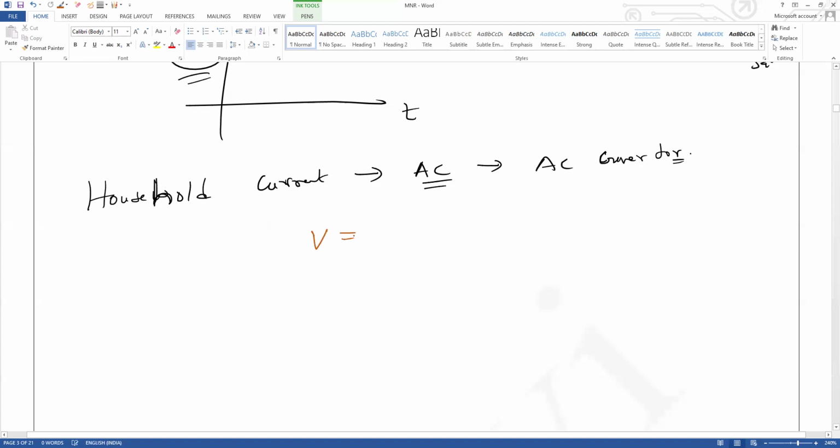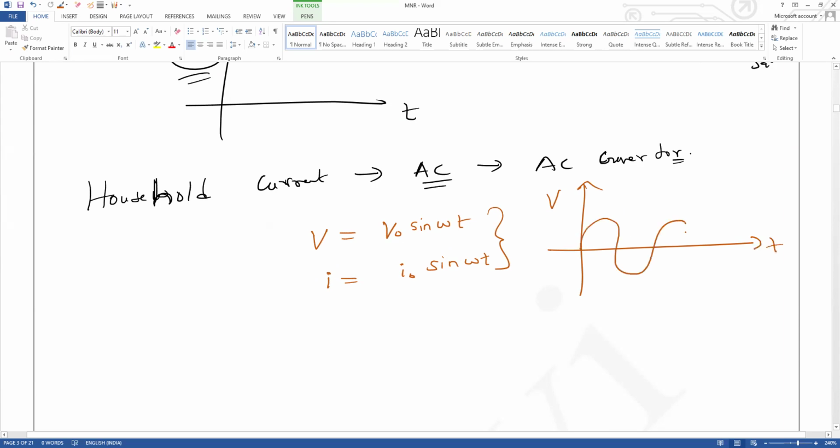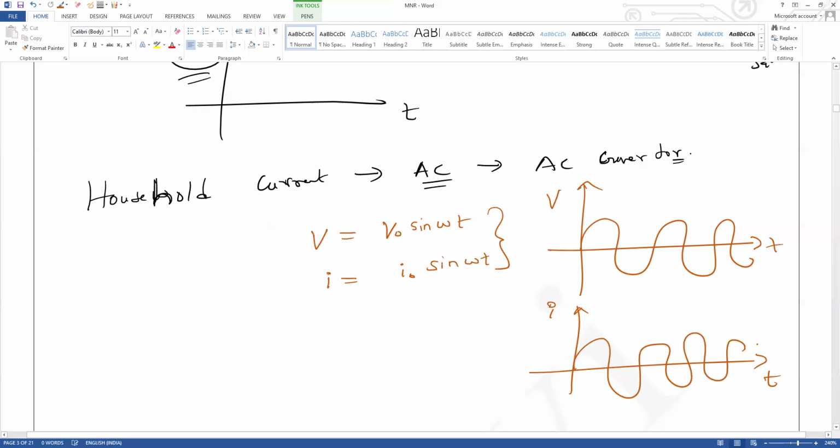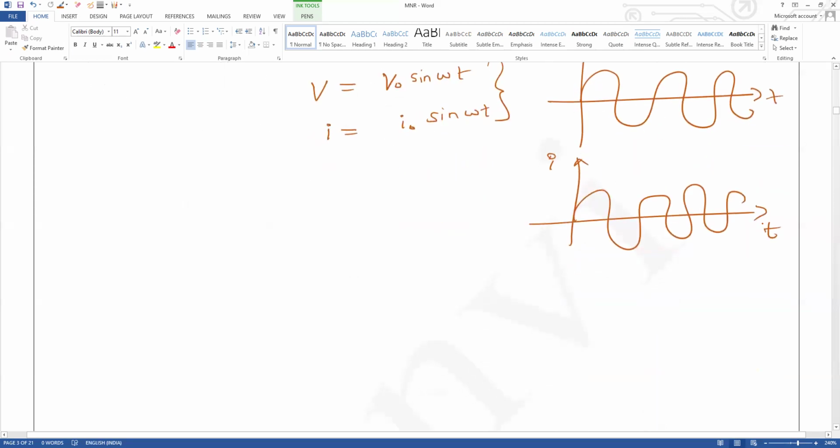By this time we all know there are two equations which we derived already. One is the voltage equation: V equals V naught into sine omega t. And I is equal to what? I naught into sine omega t. Do you all remember these equations? Please respond. If I draw the graph of V versus T, the graph will be a sine wave, alternating current. If I draw I versus T, the graph will also be the same sine graph. Already we have seen. Is it right, guys? Speak loudly.